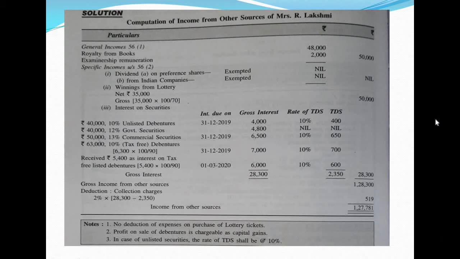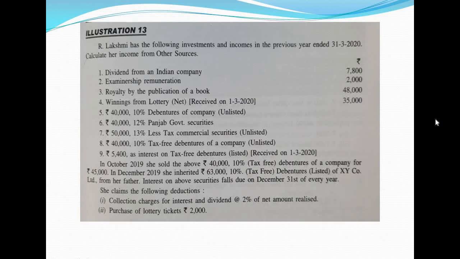Now if you look at the specific incomes under section 56(2), dividend both on preference shares and equity shares from an Indian company will be exempted. Then point number 2 is winnings from lottery. Okay, so if you look at this problem, point number 4, it says that winnings from lottery is a net amount. So I'll repeat again, if the prize money is in excess of rupees 10,000, then there's a TDS of 30%. So it means that there is tax deductible at source at 30% of the prize money. So in this case, since I have been given a net amount, you have to gross it up.